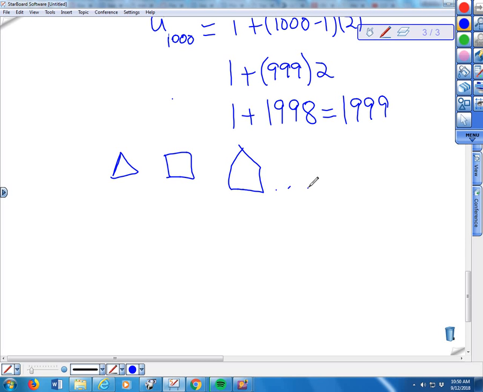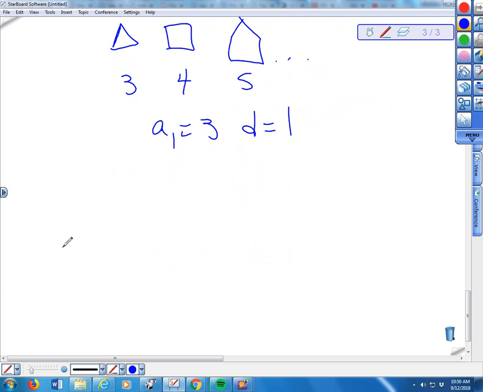Well, if this is 3, this is 4, this is 5, right? A sub 1 is 3. D is what? The difference? 1. And that's all I need. So I'm going to say A sub 536 equals 3 plus 536 minus 1 times 1. And that'll tell you the shape I'm looking for is going to have that many sides for the 536th place. Making sense?